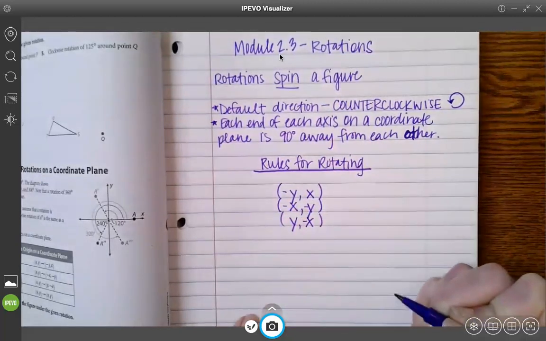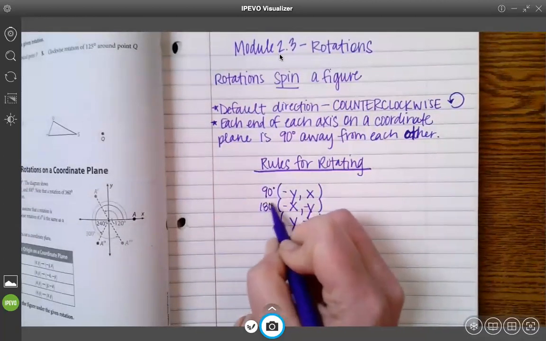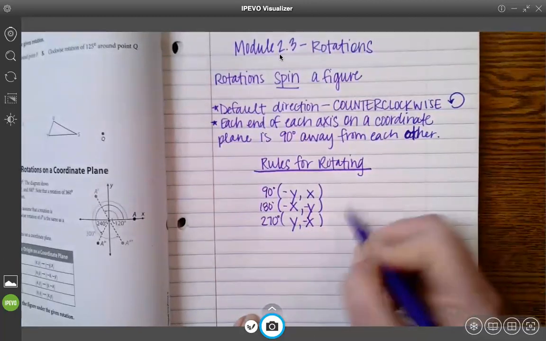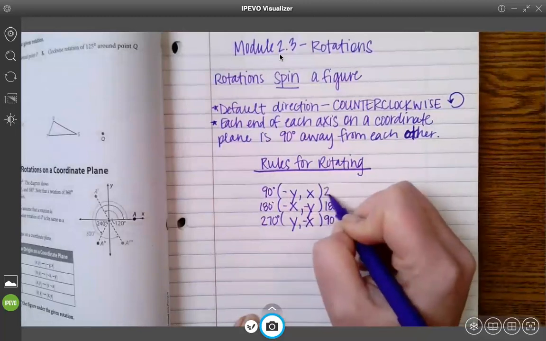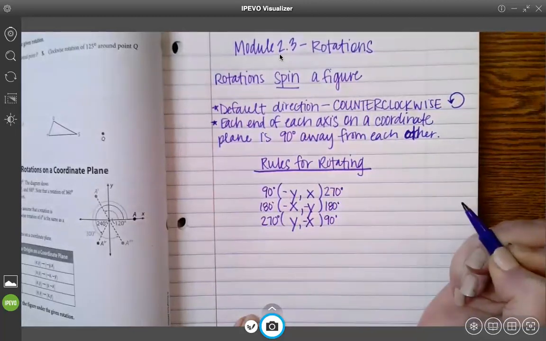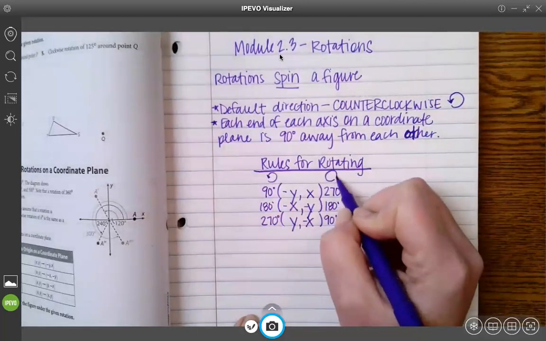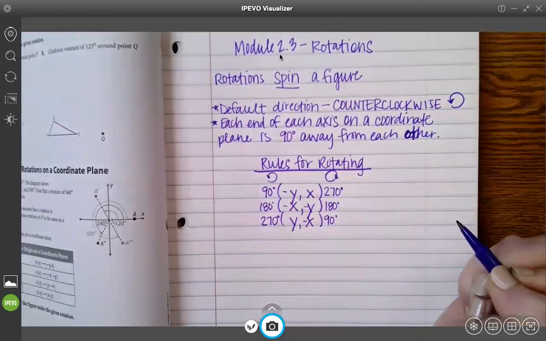And then we number our degrees. On the left, 90, 180, 270, going down. On the right, 90, 180, 270, going up. The left side spins left, the right side spins right. And these are all the rules that you will need.